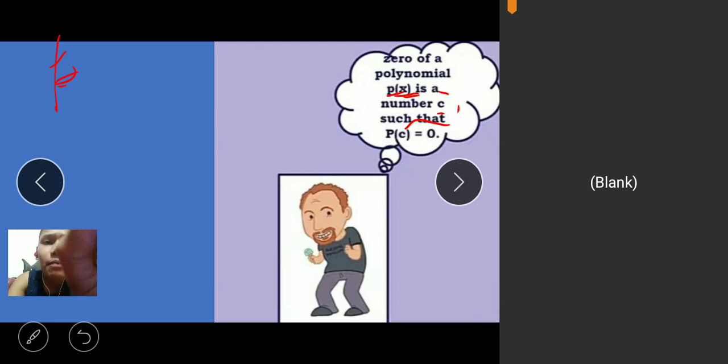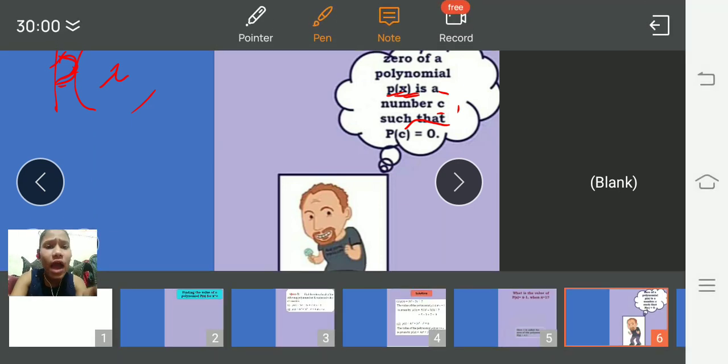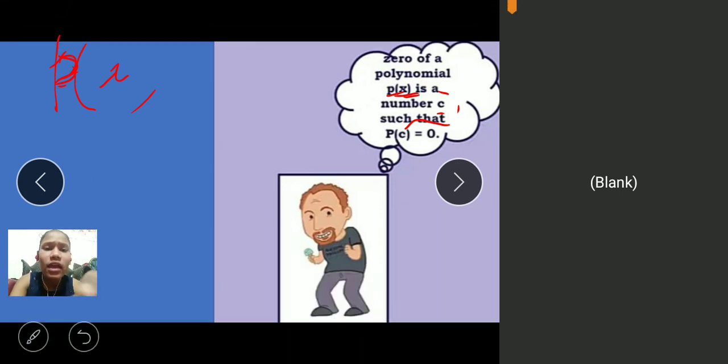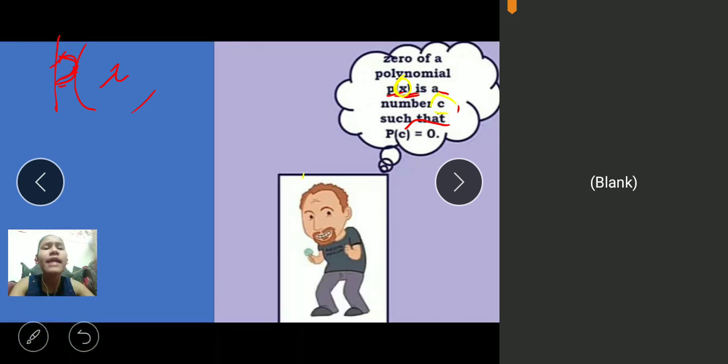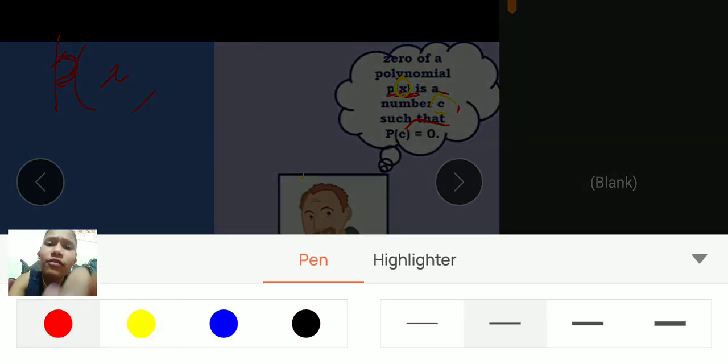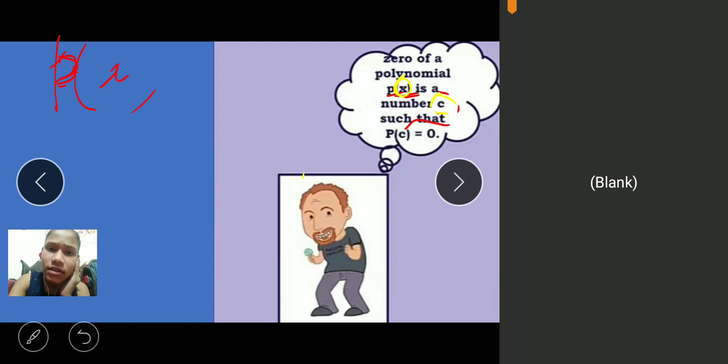Then p, then in the bracket we will write x. In the bracket we know that there are so many x's. Just in the place of x we have to put c. In the place of this x we have written this c. Getting my point? Let's take an easy peasy example for it.